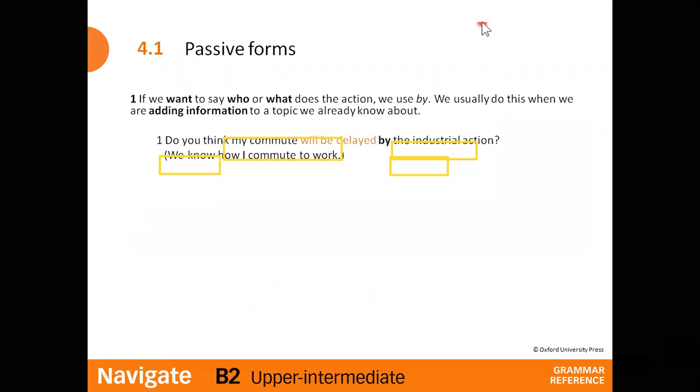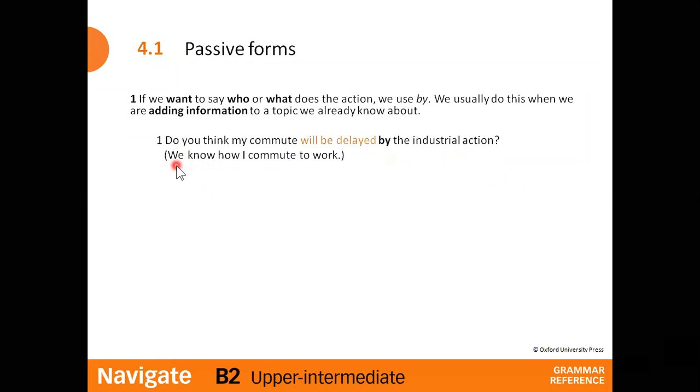And next. If we want to say who or what does the action, we use "by." Usually we don't say who does something in passive voice, but if you want to highlight it, you use "by." We usually do this when we are adding information to a topic we already know about, so it should be clear to us. For example, do you think my commute will be delayed by the industrial action?